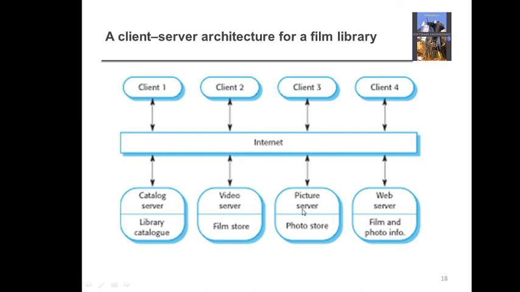We have taken 4 servers here. A catalog server where the library catalog will be present. A video server where all the films will be there. A picture server where we have all the photos stored there. And a web server which has the information of all the films and photos. So 4 different categories of functions are present here. So we have made 4 services, right? Then what is mandatory is internet connectivity, and we have different clients.